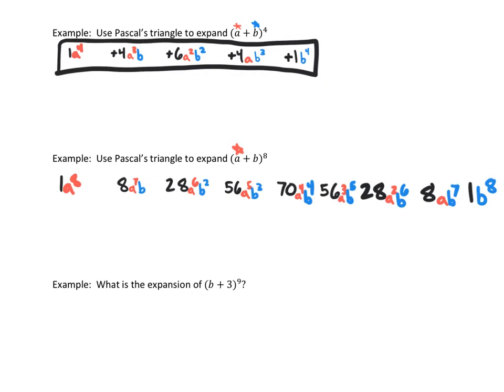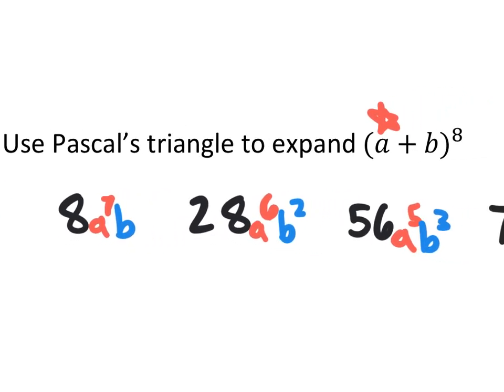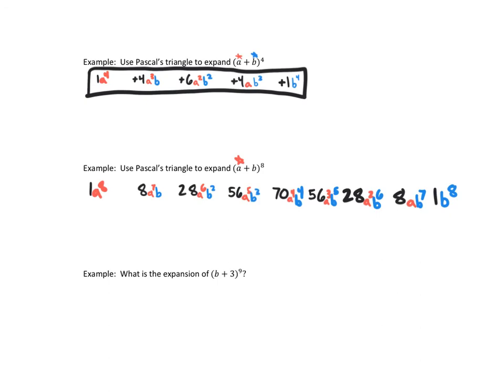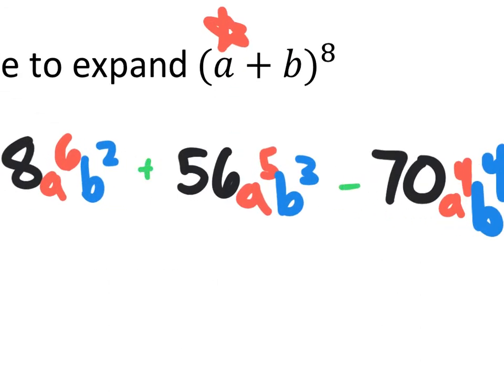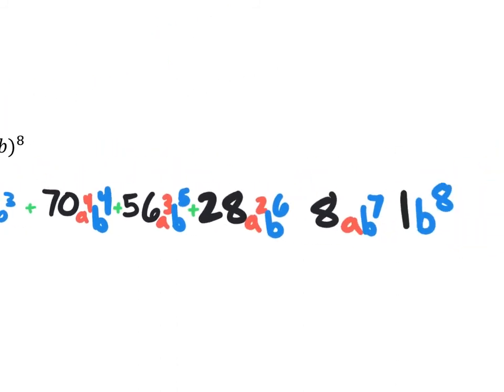As you may notice, all of the exponents add back up to the initial sum. So 8 is 8, 7 and 1 is 8, 6 and 2 is 8, 5 and 3 is 8. That's another way of double checking your work. And then all of these have plus signs in between them, which is why I try to leave myself more space.